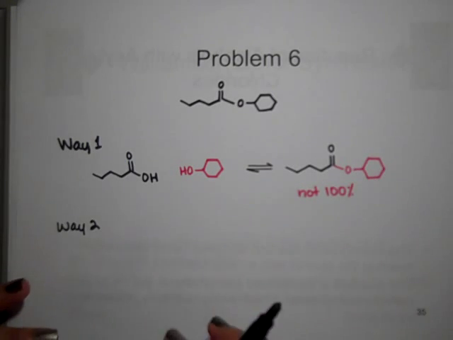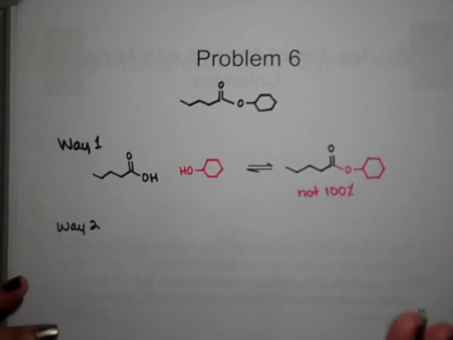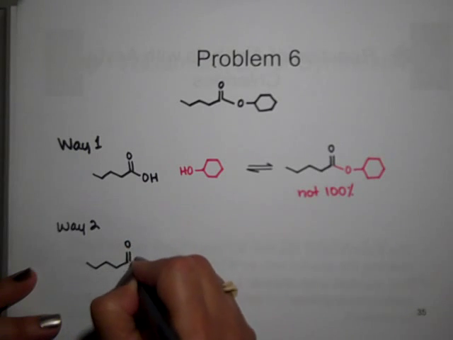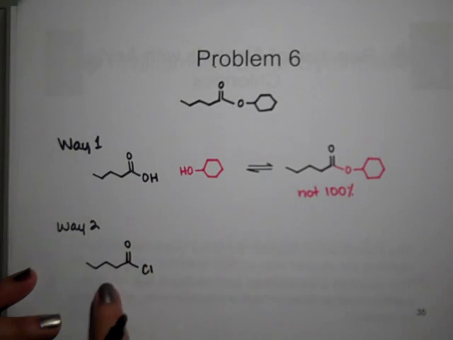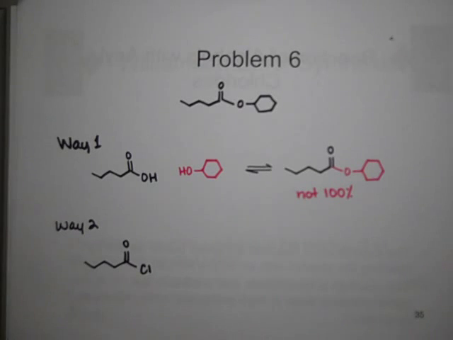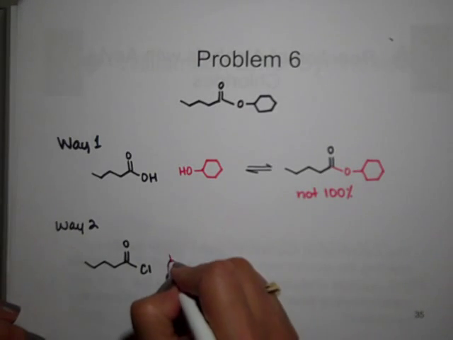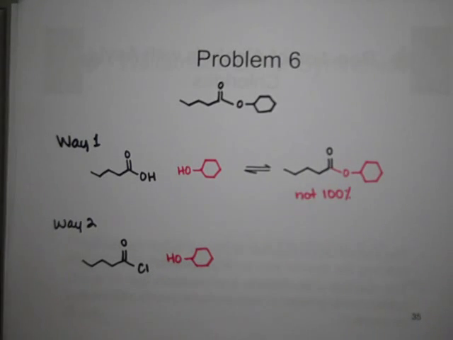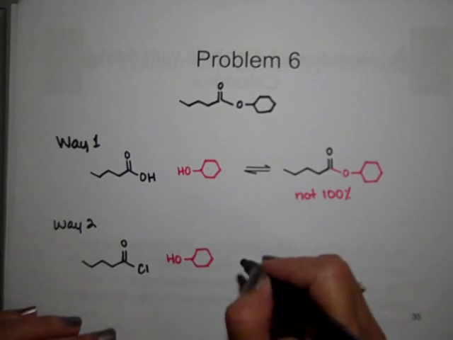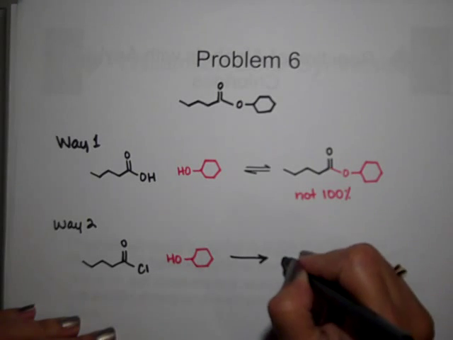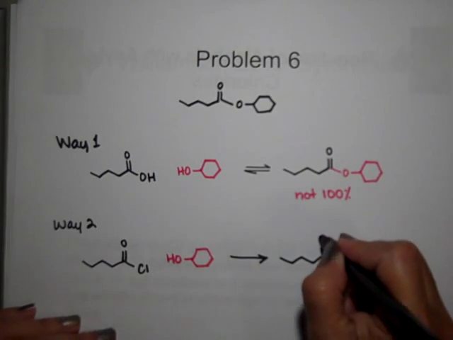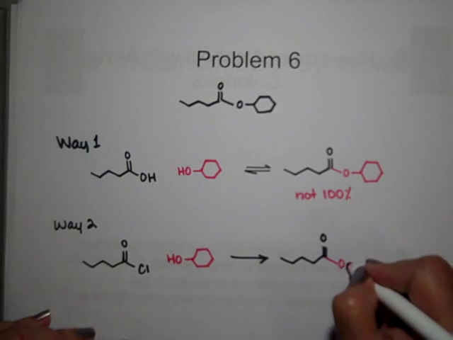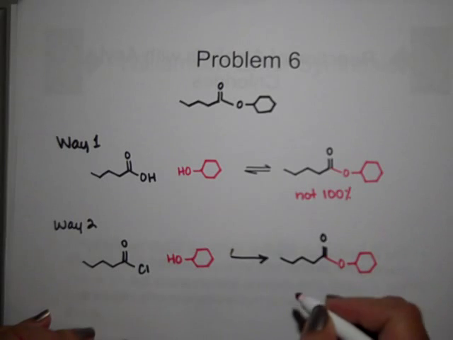Again, this is the Fischer esterification, not your best reaction to make esters. But if instead of a carboxylic acid, we use an acyl chloride, this reaction is going to be much better. It's not an equilibrium reaction. It gives you a really nice high yield of your ester.